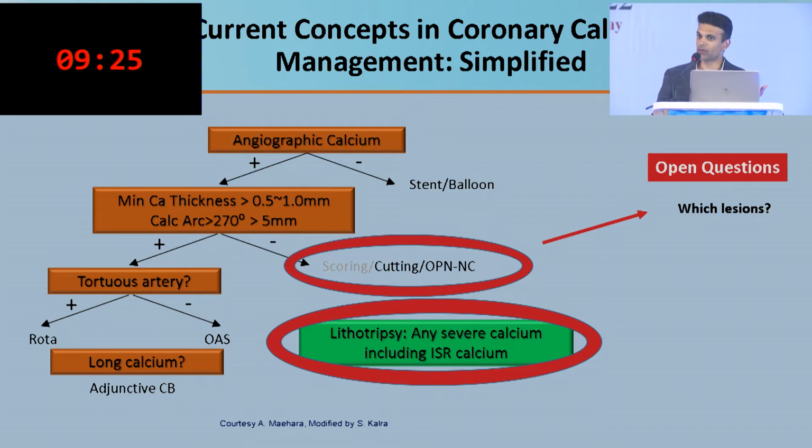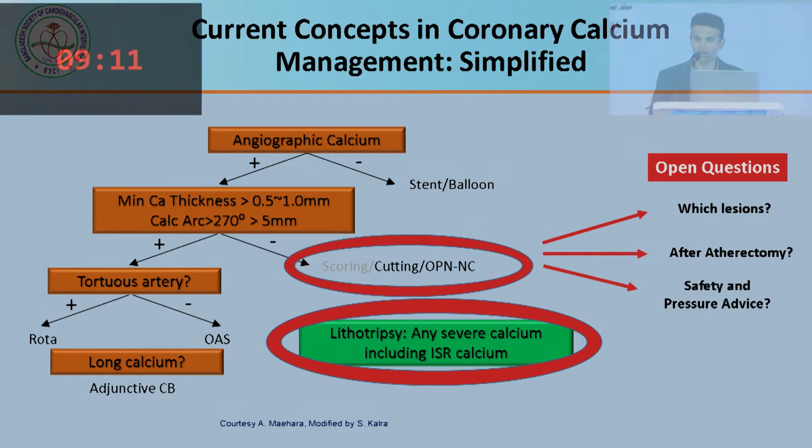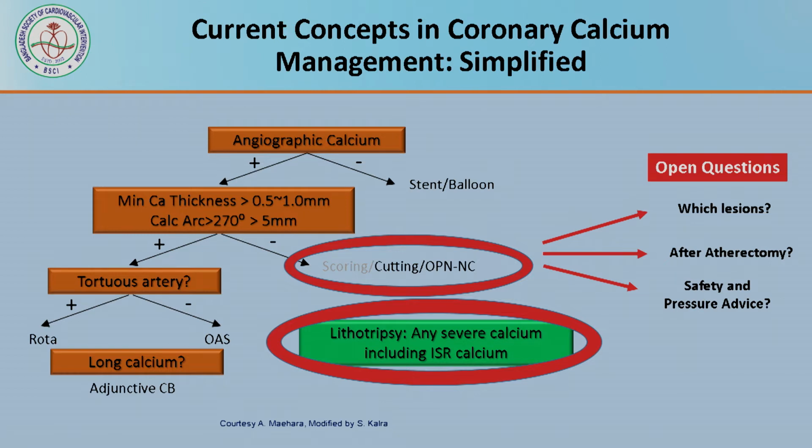Which lesions take what balloon? Long lesion, short lesion, fat lesion, small lesion? I mean, it sounds a little bit like a children's song. Which one do you use atherectomy on? Long, short, heavily calcified, moderately calcified? What about safety and pressure advice? Who's comfortable taking an OPN balloon to 35 atmospheres in every lesion?